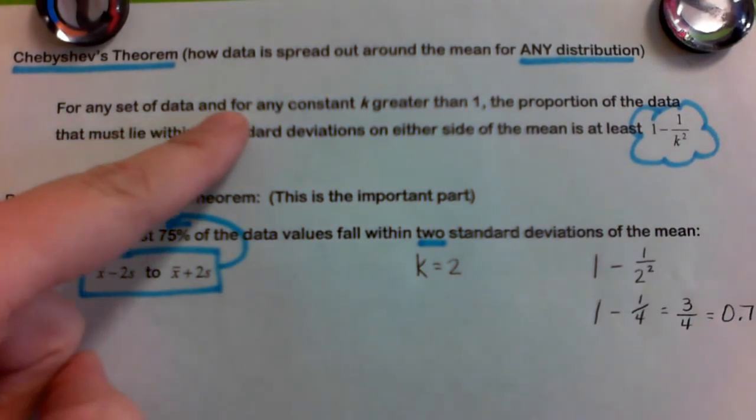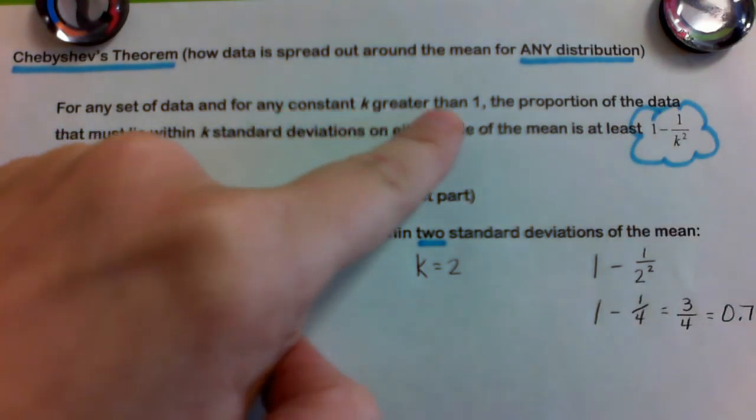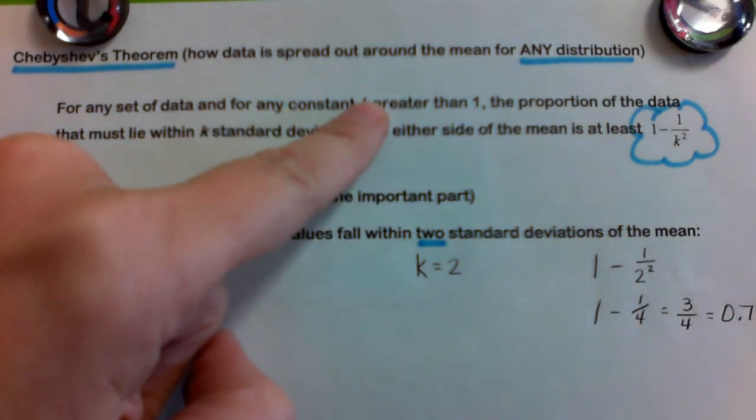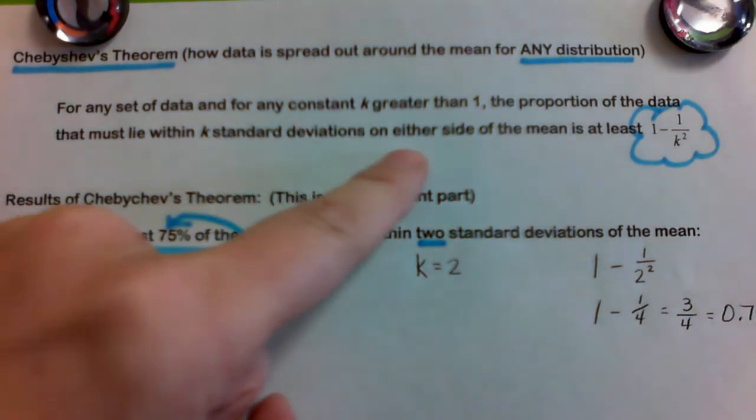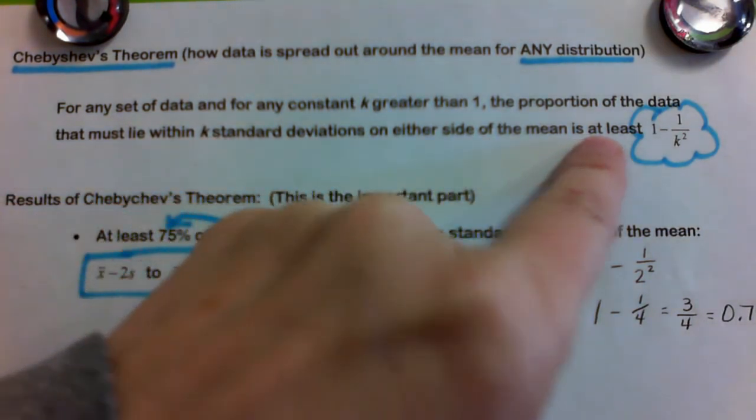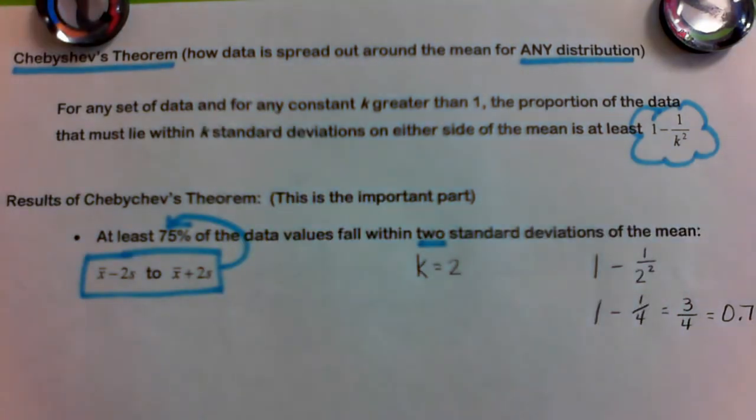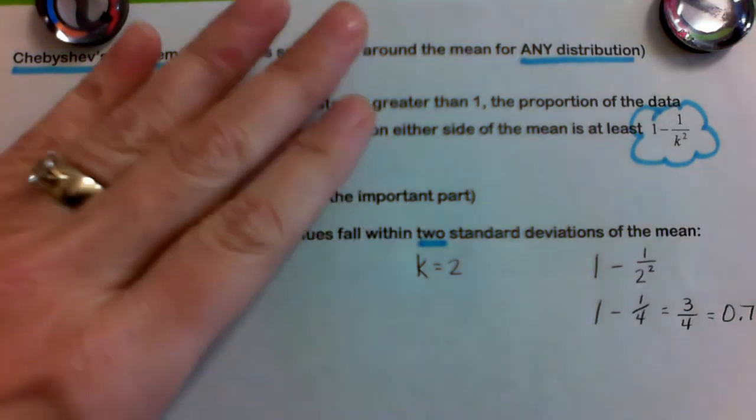For any set of data and for any constant k greater than 1, so k cannot be 1, the proportion of the data that must lie within k standard deviations on either side of the mean is at least, and then it gives this formula. Okay, let me show you what you need to know for this.